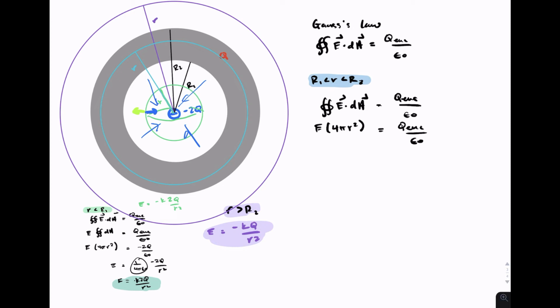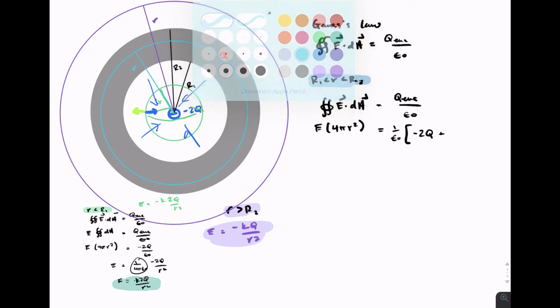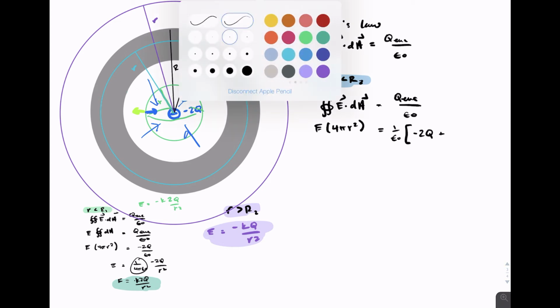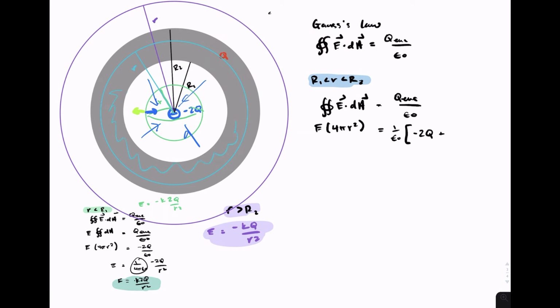Rho times volume. Well, it's a little more complicated than that. Let me actually just erase that one. So you also have to include the negative 2Q. So let's say 1 over epsilon naught, we'll just pull that out. That's negative 2Q plus, ooh, this got ugly. Everything in here. So that's the Q enclosed there.